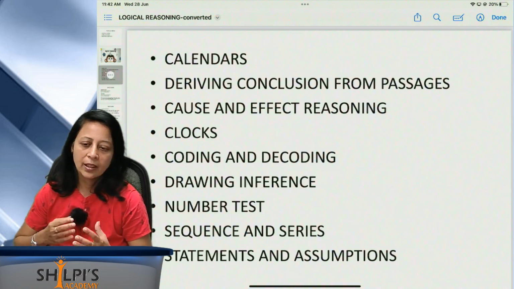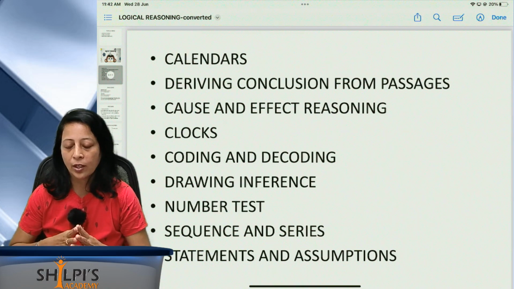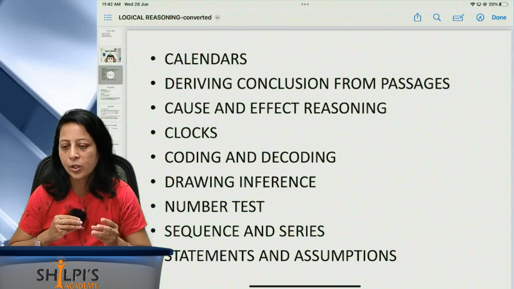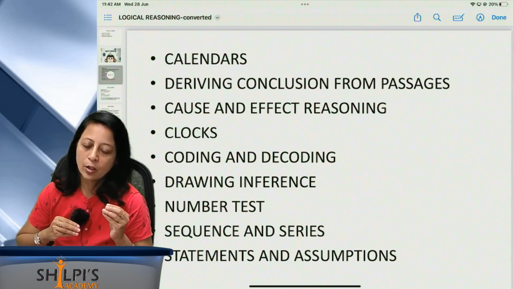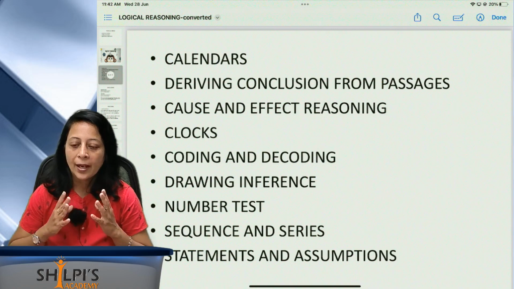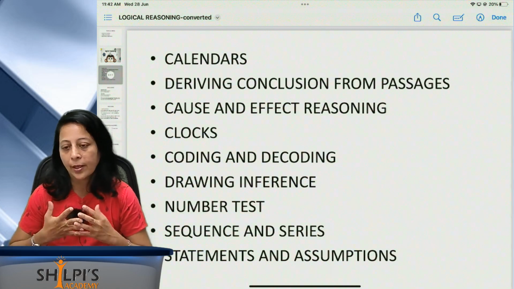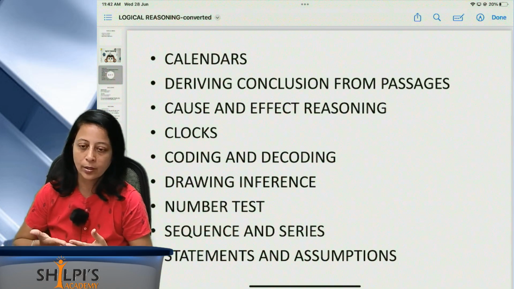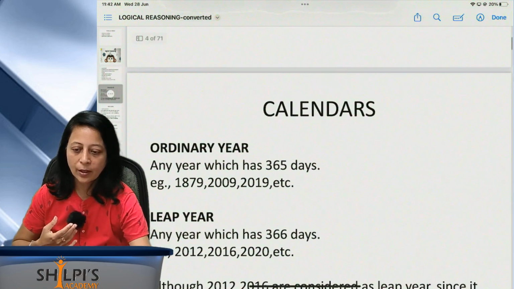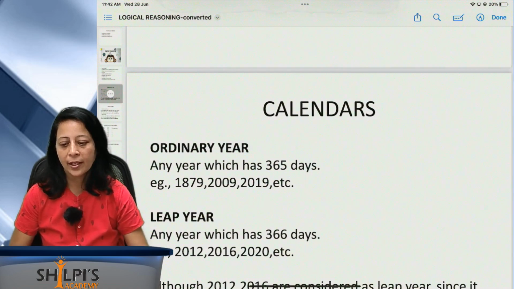I think it will be very easy for you all. It is not a very complicated thing. It is gentle, as I told you. It is just the usage of English and a little knowledge of mathematics. Analytical skill is also needed, and you can call it a logical skill to solve this. The first topic I will cover is calendars.